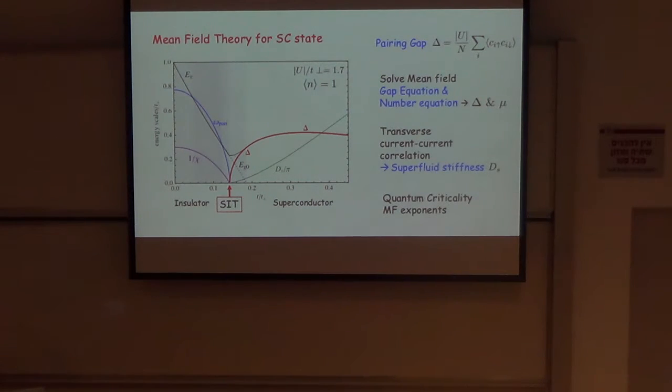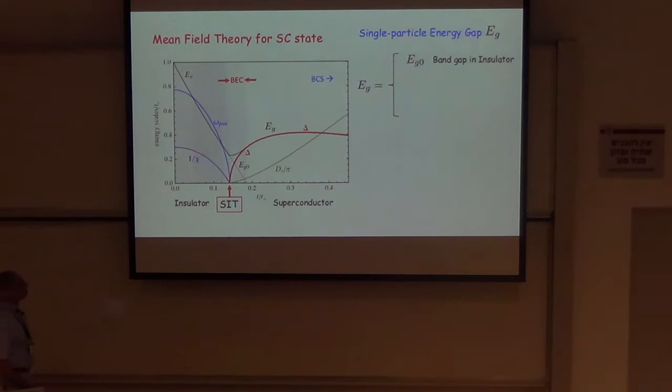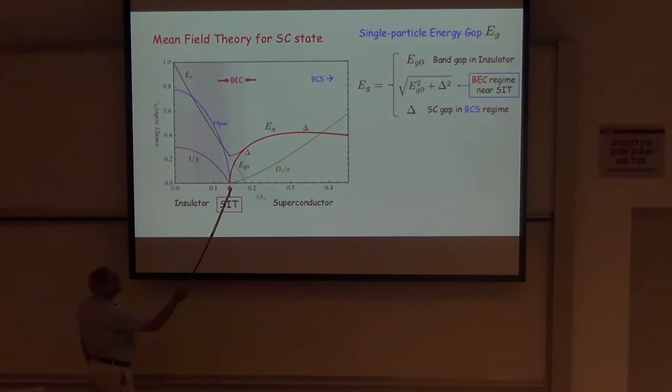So let me just take you through these results. So if you look at the single particle energy gap, okay, it's finite, this is the band gap in the insulator, the black above. And then if you look at what the single particle energy gap is in the superconductor, it's just delta, the superconducting gap in the BCS regime. But if you look at what the energy gap is on the superconducting side of the superconductor insulator transition, from this mean field theory, you find that the two gaps, the bare band gap of the underlying insulator and the pairing gap, because of superconductivity, they add in quadrature.